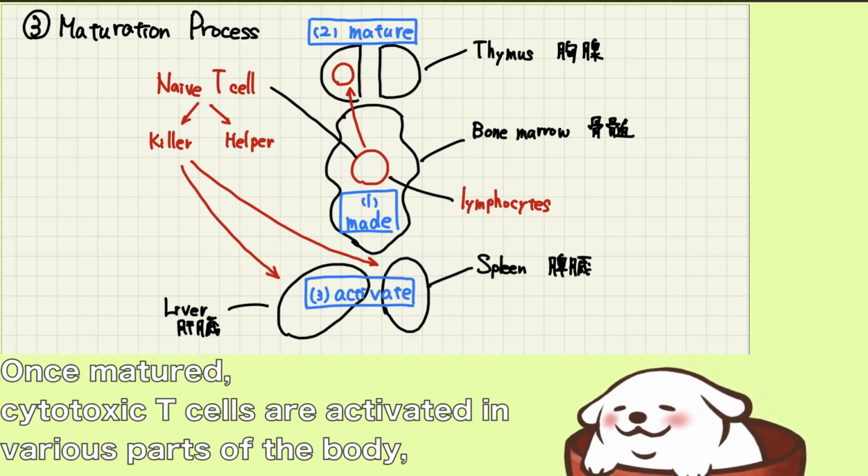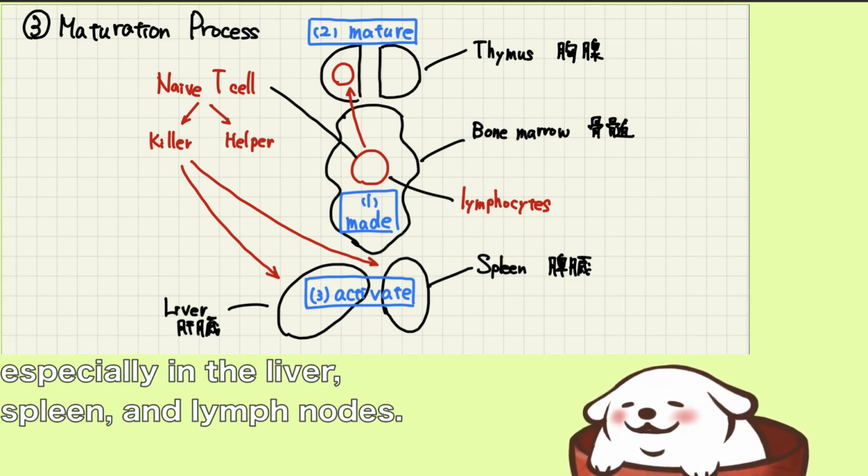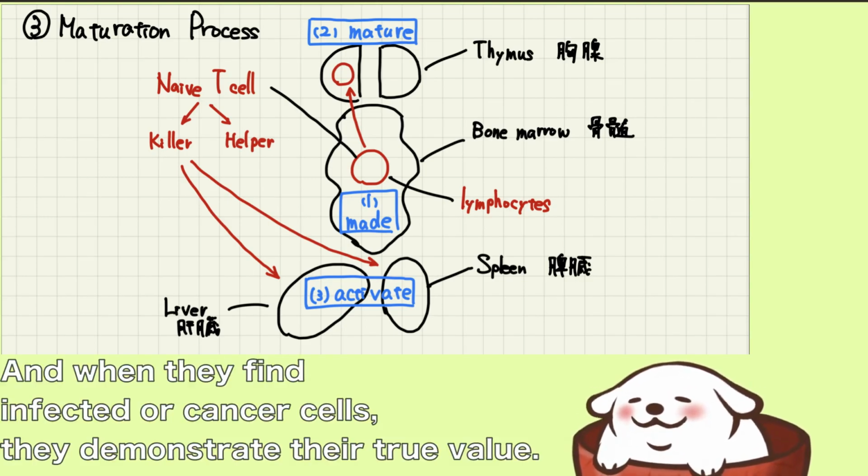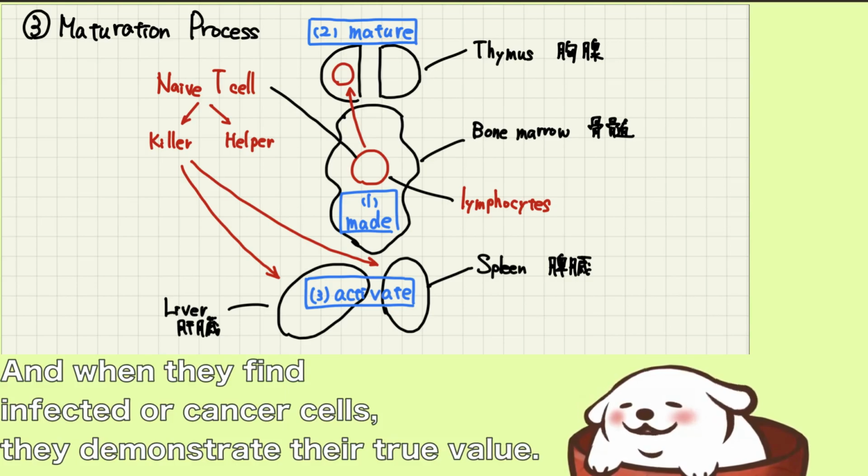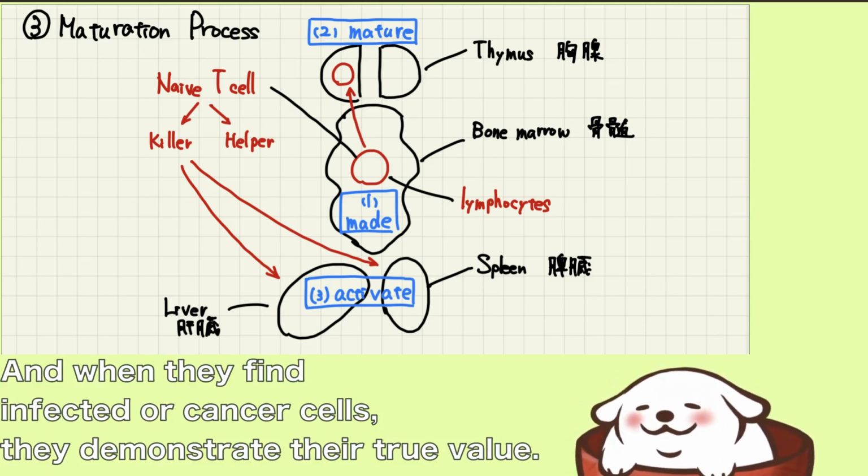Once matured, cytotoxic T cells are activated in various parts of the body, especially in the liver, spleen, and lymph nodes. And when they find infected or cancer cells, they demonstrate their true value.